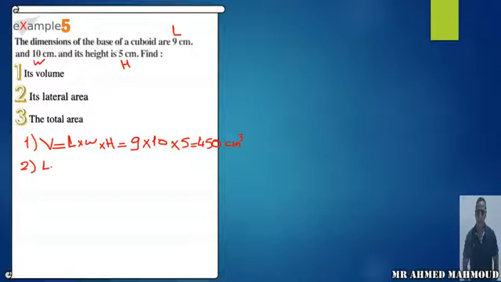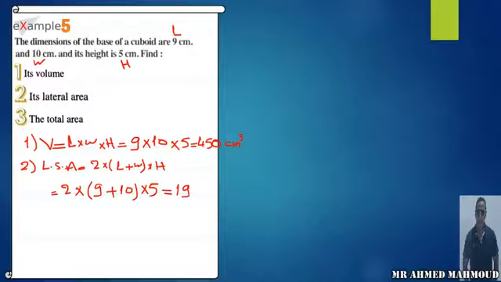Okay, number 2, the lateral area. The lateral area equals 2 times open brackets length plus width close brackets times height, which equals 2 times open brackets 9 plus 10 times 5. This one equals 190 centimeter cube.